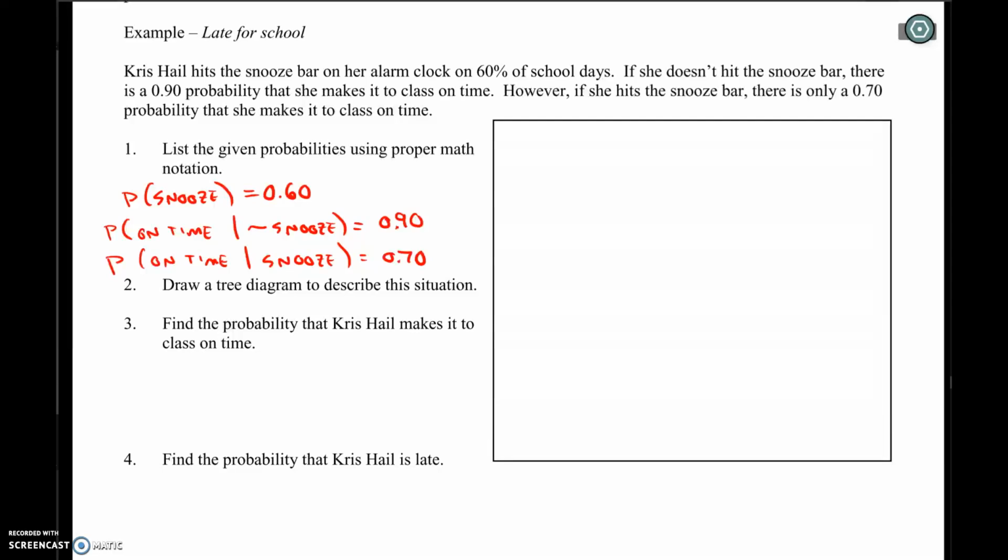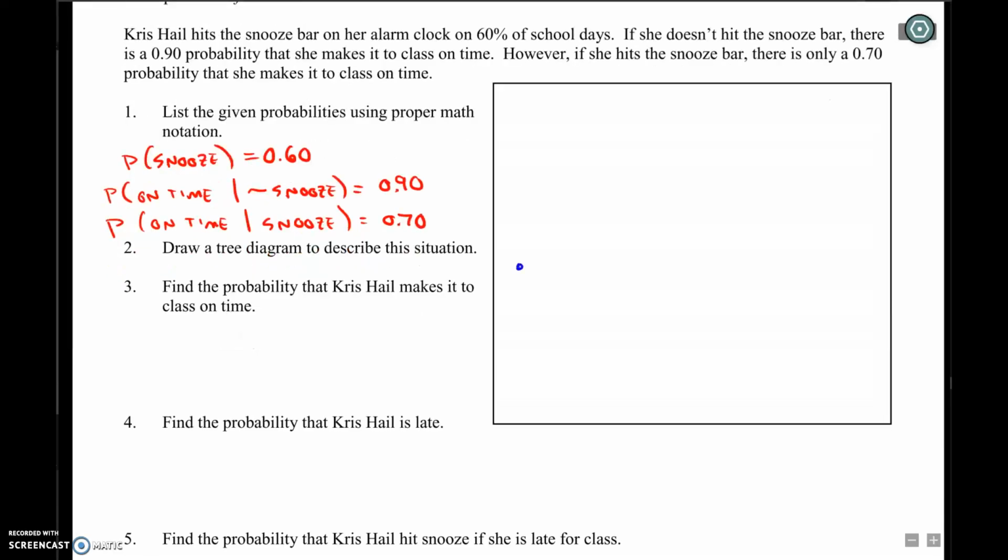Draw a tree diagram to describe this situation. So the way tree diagrams work is you break it down by one event. It could be on time or not on time, or it could be you hit your snooze or you don't hit your snooze. So there are two different ways that you can do it. But notice, I do know the probability that she hits her snooze. I don't know the probability she makes it to class on time because they never gave me those. So you break it down by the probabilities that you have initially.